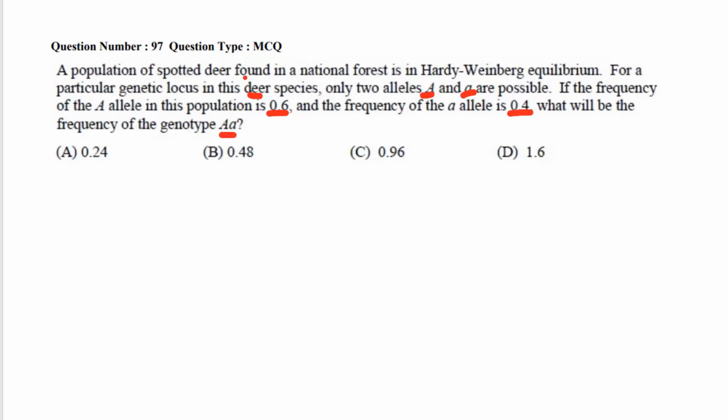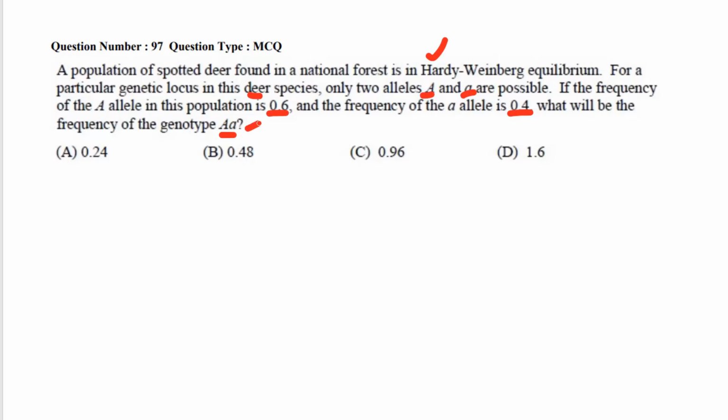So they are saying that this population is in Hardy-Weinberg equilibrium, and the deer population has two alleles, capital A and small a. They have given the frequency of both the alleles, capital A and small a, and they are asking the frequency of the genotype capital A small a, that is the heterozygous population.